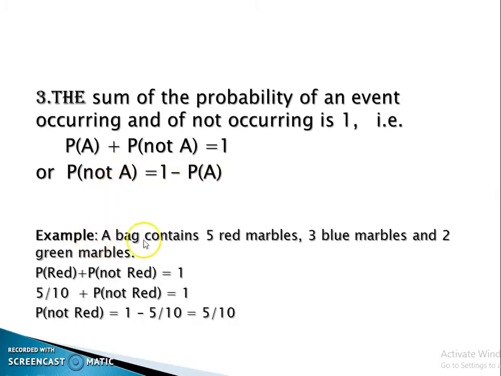For example, a bag contains 5 red marbles, 3 blue marbles and 2 green marbles. Then probability of red plus probability of not red is equal to 1. Probability of red is 5 by 10 and probability of not red, which are blue or green marbles, is equal to 1. For example, 5 by 10 plus 3 by 10 plus 2 by 10 is equal to 1. Probability of not red is equal to 1 minus 5 by 10 is equal to 5 by 10.